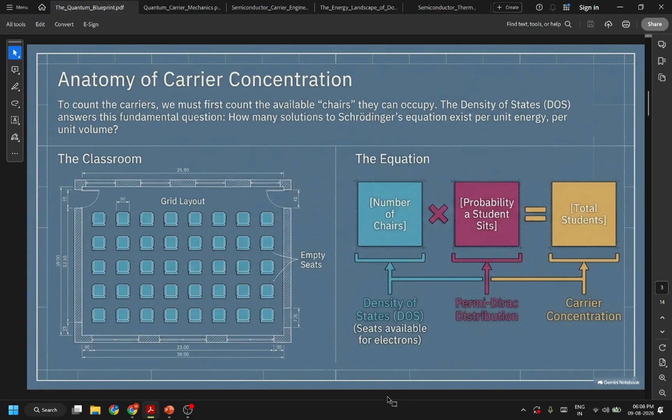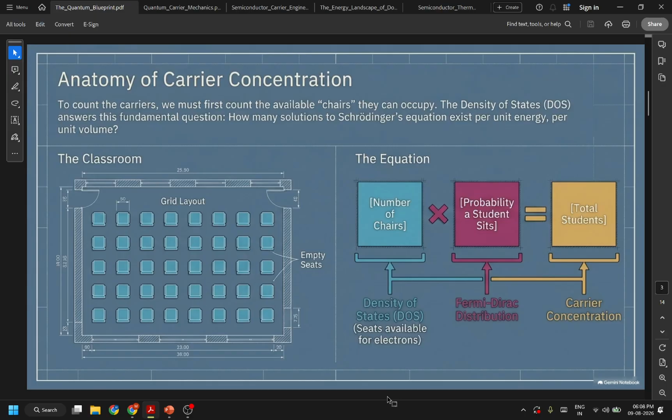Now what is carrier concentration? You can understand this by this figure. To count the carriers, we must first count the available chairs they can occupy. The density of states answers this fundamental question, and it is defined by the number of solutions to Schrodinger's equation that exist per unit energy per unit volume.